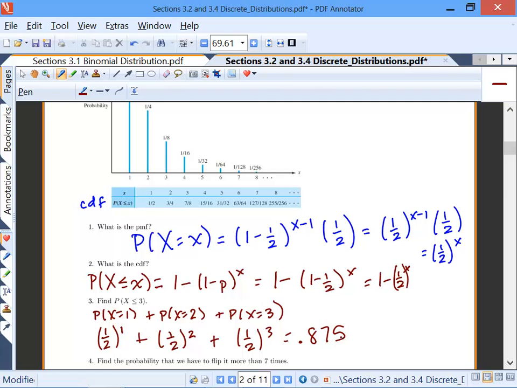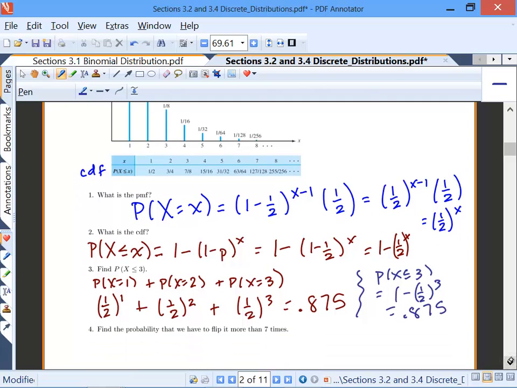Was there an easier way to do this? If I use the CDF instead, so the probability that x is less than or equal to 3, I can just plug it into the CDF. Which still gives me 0.875. Notice here though, if you're on the test and you can't remember which one to use, you can use both. Either way, you'll get the same answer.